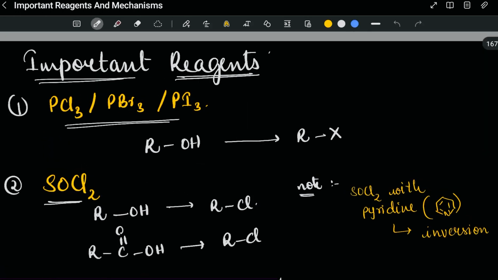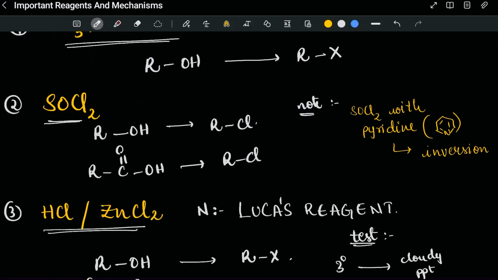There are almost 80 reagents, so let's start. The first reagent here is PCl3, PBr3 or PI3. These are called halogenating reagents or halogenating agents. What they do is they take alcohols and convert them into alkyl halides. Whenever we have PCl3, we'll get RCl, PBr3 gives RBr, PI3 gives RI. Simple. These are called halogenating reagents.